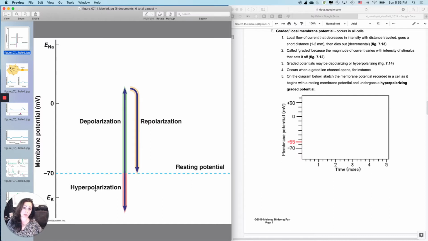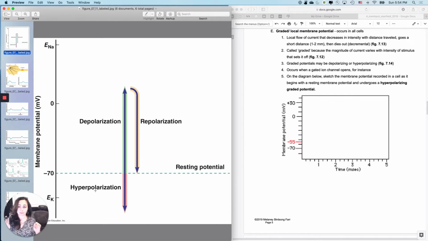local membrane potentials. So resting membrane potentials occur in every single cell. Every single cell is close to minus 70, not exactly at minus 70. And the outside of the cell membrane is slightly positive and the inside of the cell membrane is slightly negative. And if you measured the difference, it would be about minus 70. But a graded or local membrane potential is going to change that. It's going to start from minus 70 and change it.